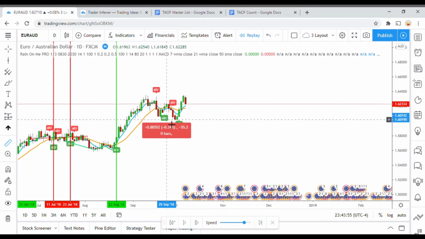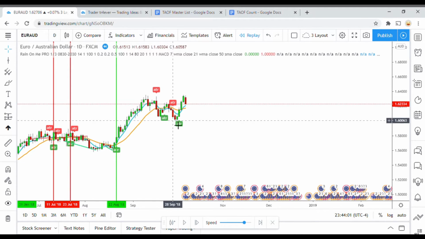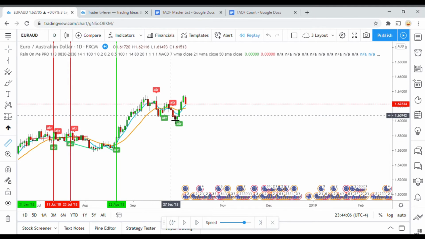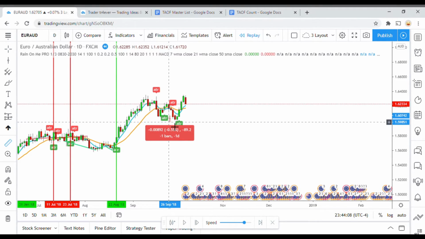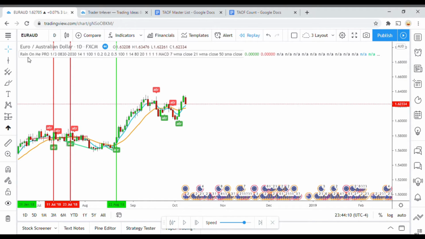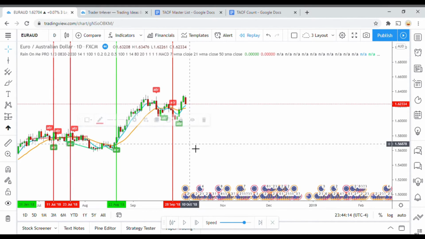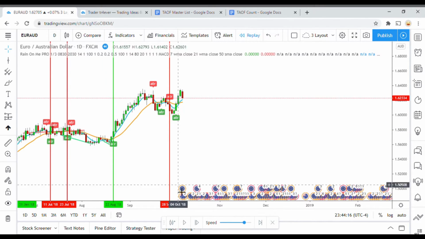Another valid trade right there. That is close. Let's measure it out one more time. There to there. Not quite. Barely missed it.